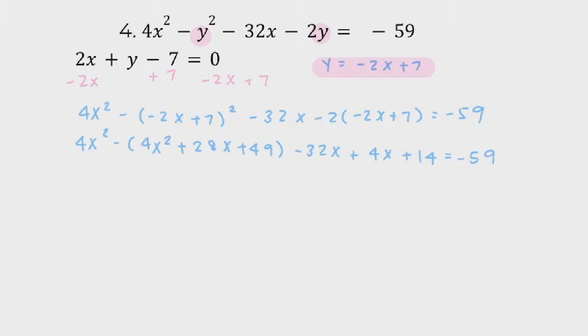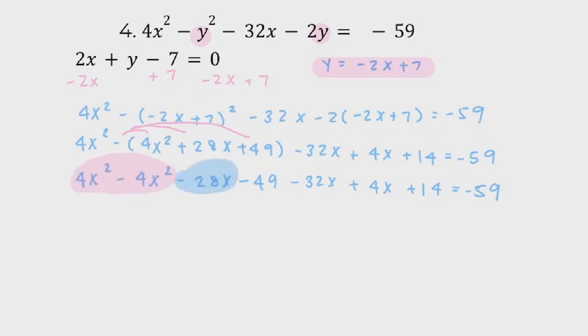Okay, next I'm going to distribute the negative. So that'll be 4x squared minus 4x squared minus 28x, minus 49 minus 32x plus 4x plus 14 equals negative 59. So I can combine like terms. We can add the x squareds together, so that's going to be 0. We have negative 28x minus 32x plus 4x, and that's going to be negative 56x.